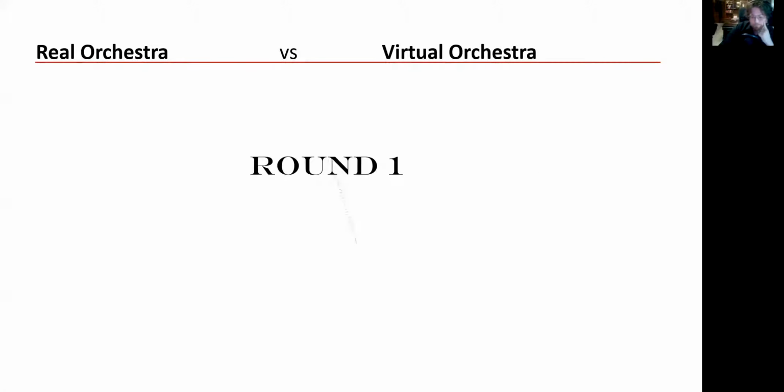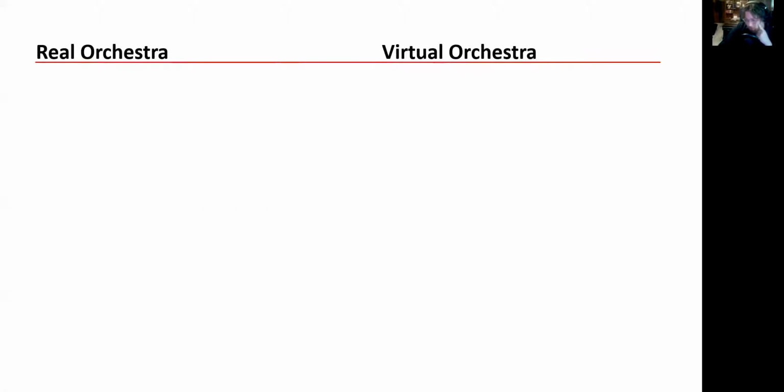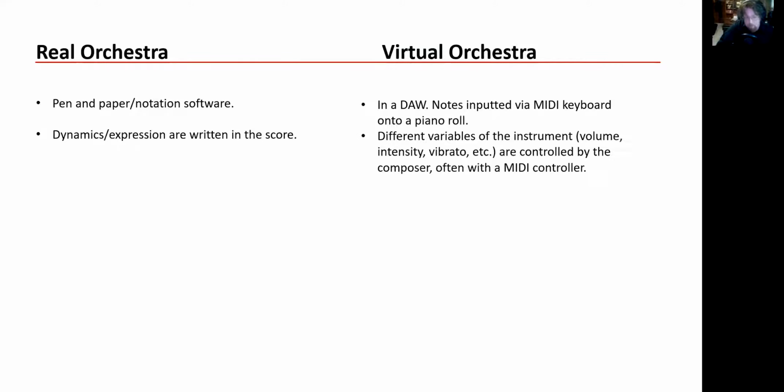Round 1. Compositional process. In this first matchup between the orchestras, I'm going to talk about some of the basic differences regarding compositional process. For a real orchestra, one composes with pen and paper or notation software. Whereas, as mentioned, for the virtual one, we write in a DAW, and notes are inputted with a MIDI keyboard. While it's true that this isn't always the case, it's the most common method. Likewise, dynamics and expression markings are written in the score for real orchestras, while they're inputted via a MIDI controller or by manually editing the parameters in the DAW.